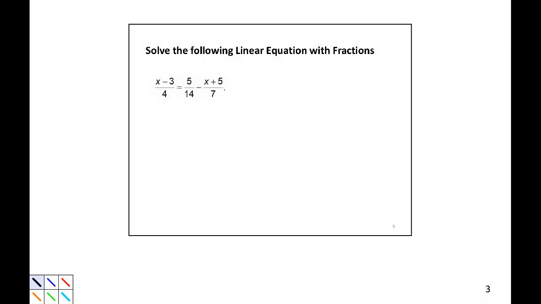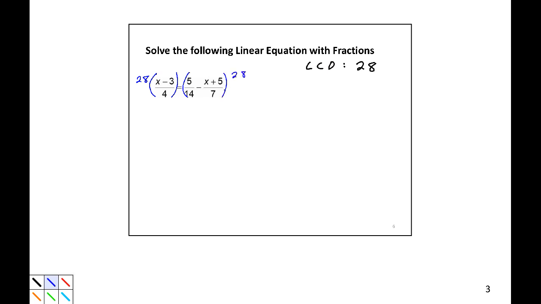When solving a linear equation with fractions, the one thing we have to remember to do is to multiply by the least common denominator, the least common multiple of our denominators. We want to multiply both sides of our equation by whatever that is. Well, for this first question, we want the least common multiple of 4, 14, and 7. If you think through multiples of all of those numbers, you should come up with the least common denominator being 28. So we're going to multiply both sides of our equation by the number 28.